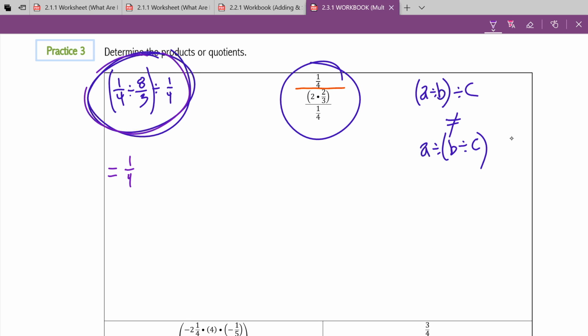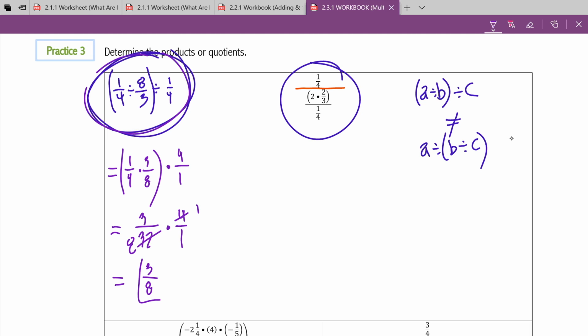1/4 divided by 8/3 is the same as 1/4 times 3/8. And, we don't have to do it first, but let's invert and multiply that second fraction there. 1 times 3 is 3. 4 times 8 is 32. Now times 4/1, and that is going to give us what? 3/8.